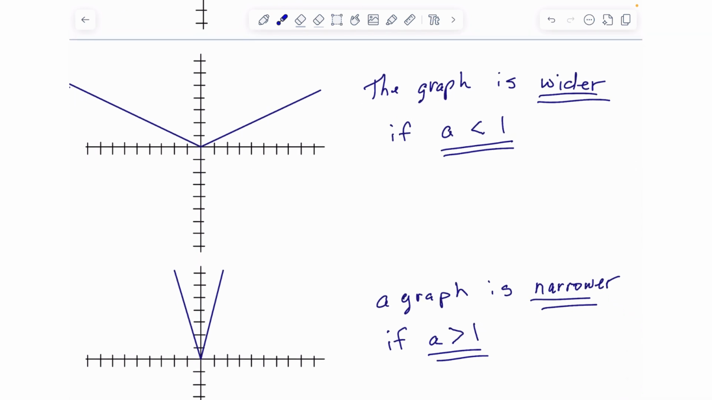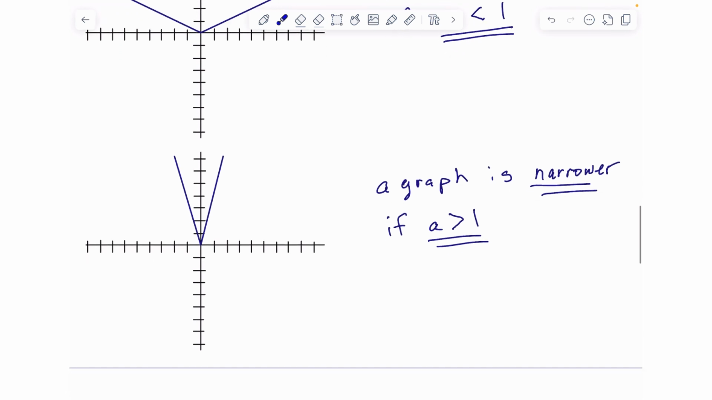See how wide it is? It's going to be wider if the a is less than 1. These are 4 very important factors here. And the graph is narrower if a is greater than 1.